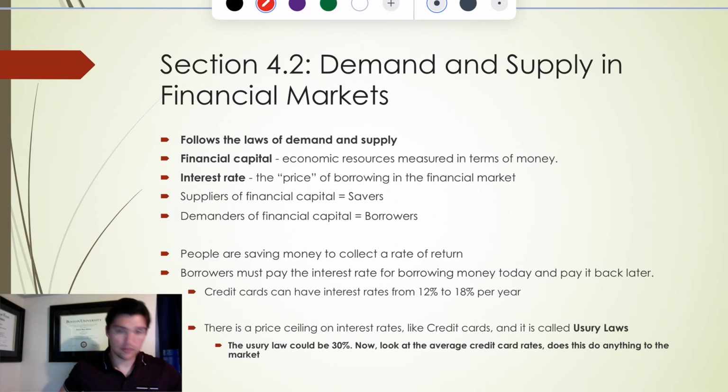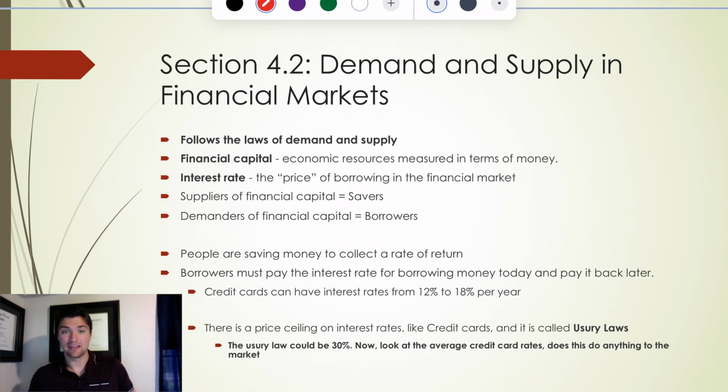Now let's go to section 4.2, which is discussing the financial markets. So now we finished talking about the labor markets, so forget about that. Not everything, okay? But right now, put it to the side. We're going to focus on financial markets.